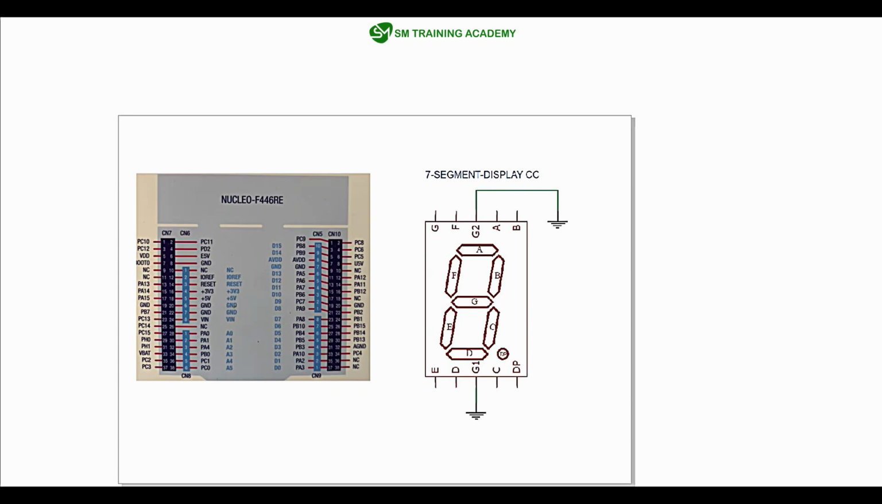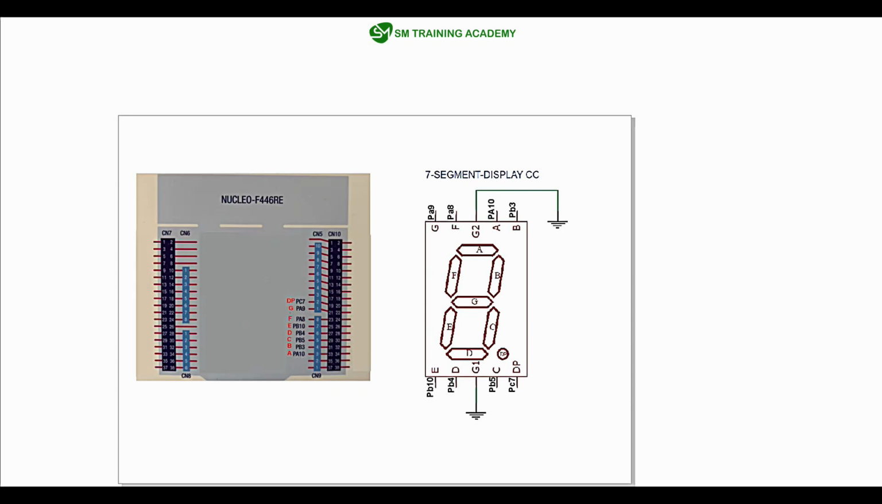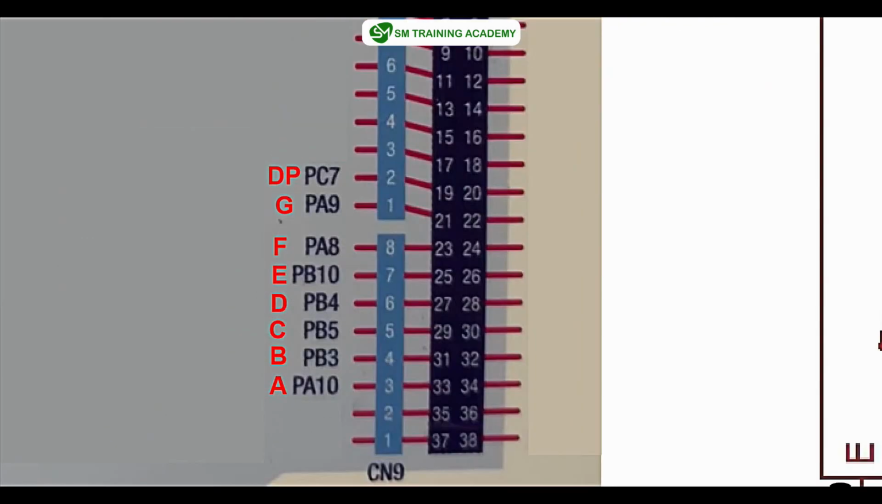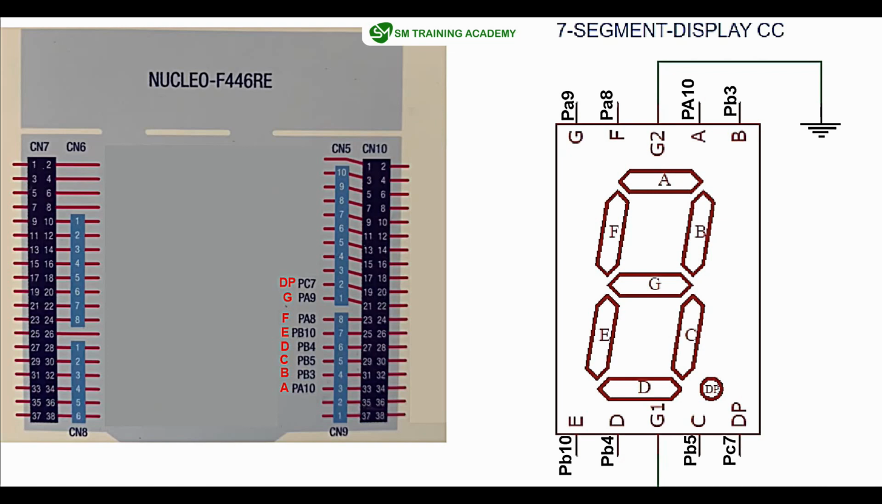And let me just show you the schematic diagram that I am going to build for displaying numbers in this 7 segment display. You can see this is the pinout diagram that I am going to build. That is, I am going to connect A terminal of the 7 segment display to PA10, B terminal to PB3, C terminal to PB5, D terminal to PB4, E terminal to PB10, F terminal to PA8, G terminal to PA9 and finally DP to PC7. So these are all the pins that I am going to utilize in my microcontroller for driving this common cathode type 7 segment display. And this is the schematic diagram that I am going to build.